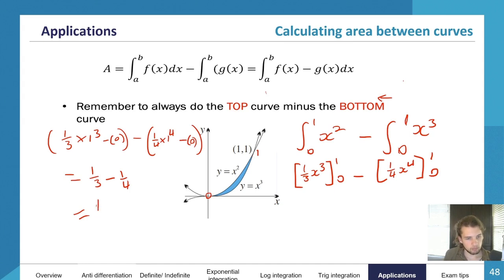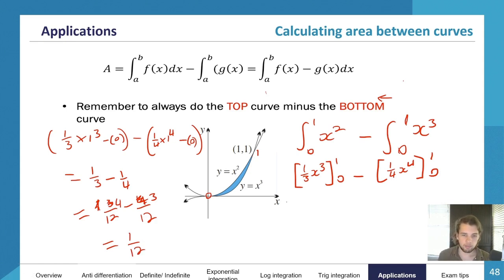Which would be 3 over 12 minus 4 over 12. Other way around. 4 over 12 minus 3 over 12 is equal to 1 over 12.